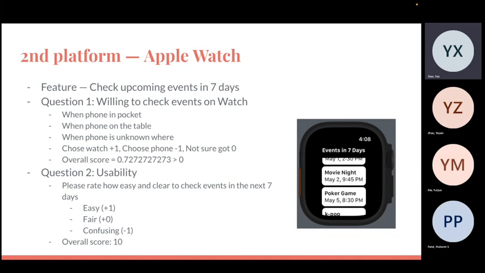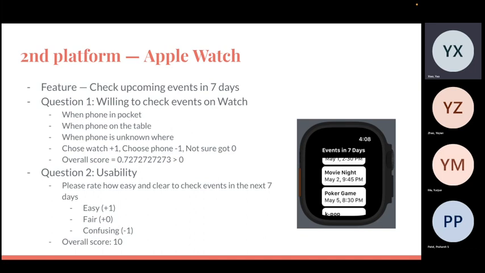So our first question is, do people really need to check events on a watch, or maybe they prefer to check the events on their mobile phone? There are all kinds of scenarios. When they have their phone in the pocket, there's no clear preference. Some people prefer to use the watch, some people prefer to use the phone. However, if the phone is on the table, people can just see it and grab it, and people may get more information on the phone when they're checking events. So they prefer to use the phone.